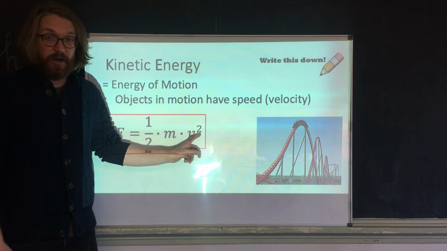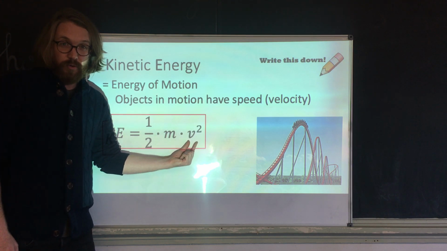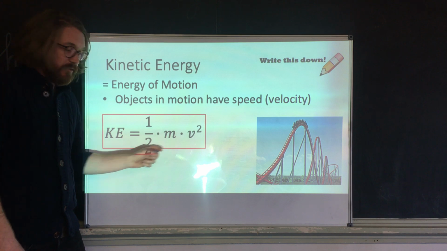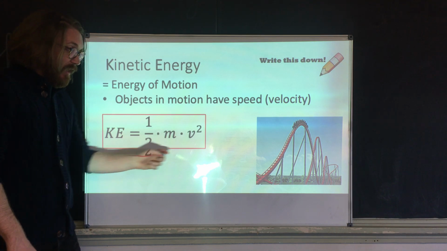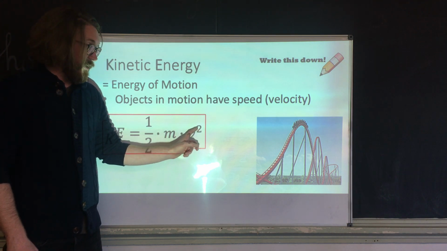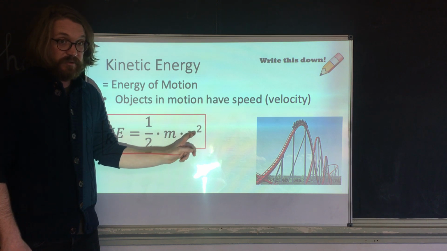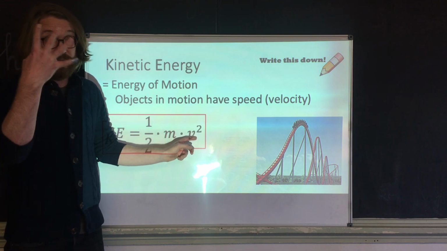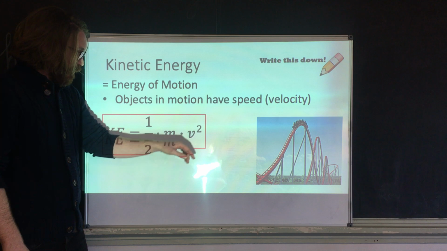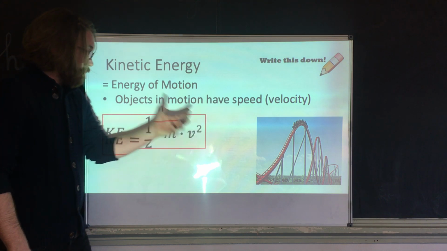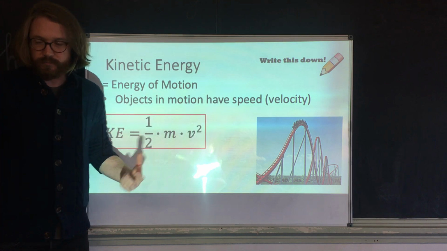The velocity is squared. This has a much bigger role, okay? If we double the mass, we double the kinetic energy. If we double the velocity, because of that square, it's not just doubled, it's doubled squared, which is multiplied times 4. Okay? So as long as we have a velocity, we have kinetic energy.